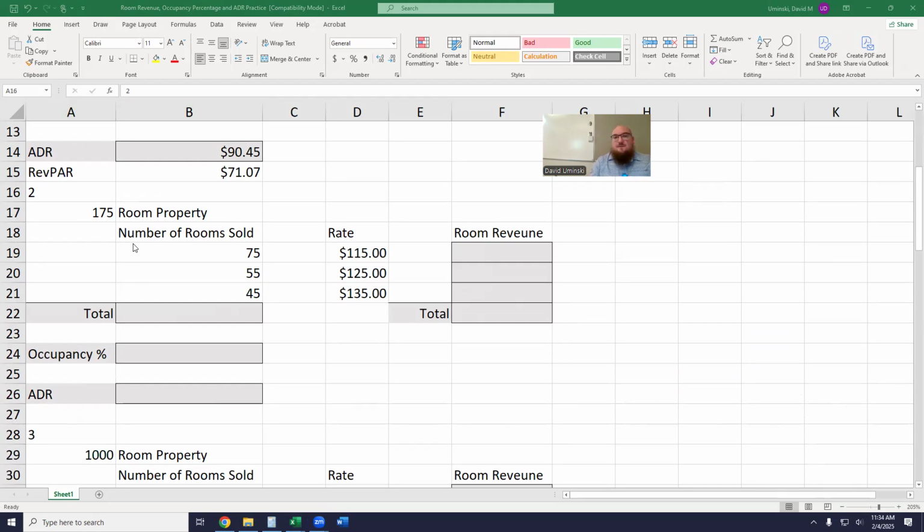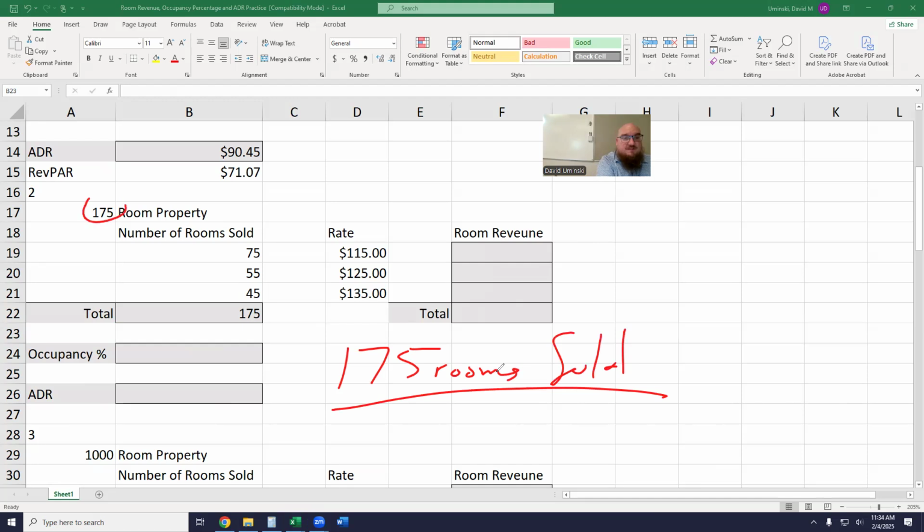So how do we get occupancy? Adding all of them. Add up all the rooms that were sold. Okay. And then our occupancy is rooms sold, 175, divided by the rooms available in the property, 175. And that equals what? 1, right?